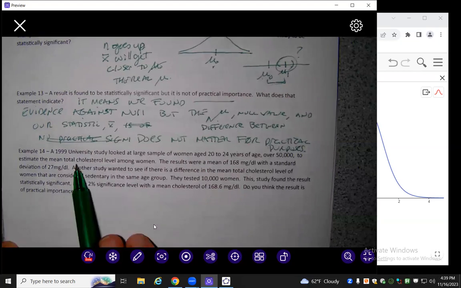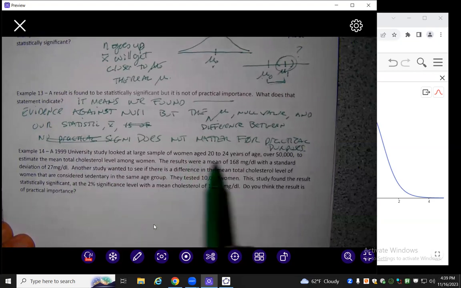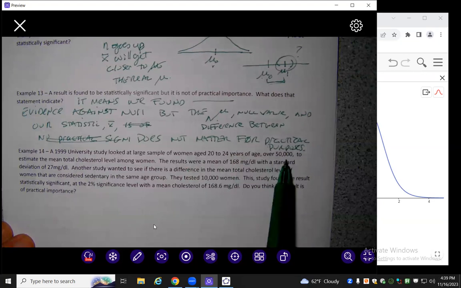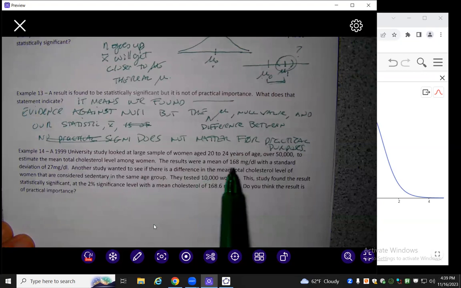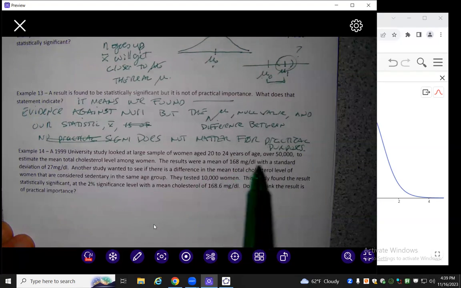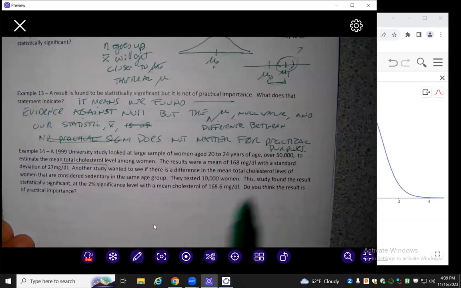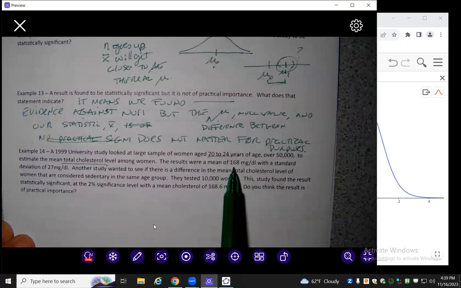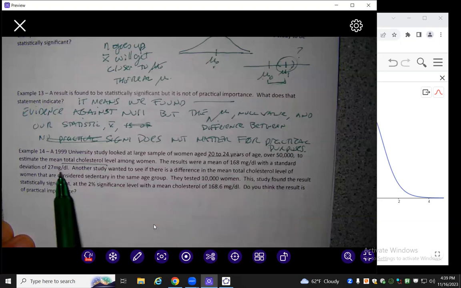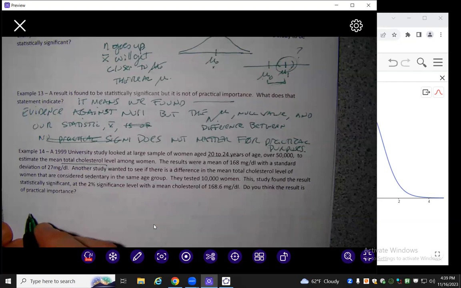Let me give you some better examples, maybe some clinical examples. A 1999 study looked at a large sample of women aged 20 to 24, over 50,000, to estimate the mean total cholesterol level among women. The results were a mean of 168 milligrams per deciliter with a standard deviation of 27 milligrams. Again, it's a good large study. I mean, this is like 50,000 people.